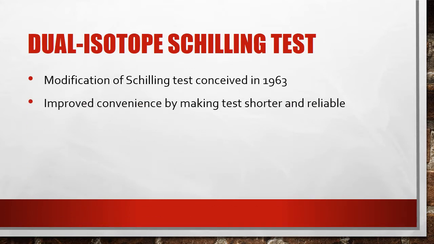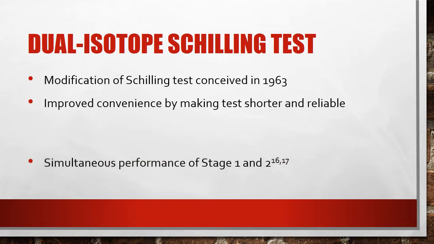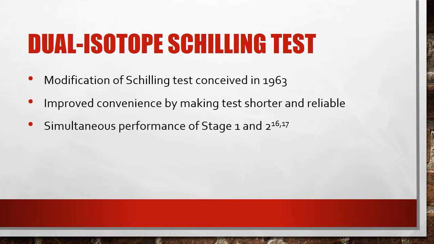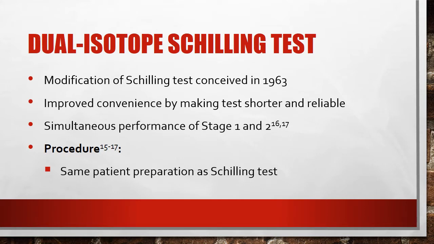This was conceived to improve convenience by making the test shorter and also more reliable. This modification procedure performed both stage 1 and 2 of the Schilling test at the same time using cobalt-57 and cobalt-58. The procedure is performed as follows. The patient preparation is the same as the normal Schilling test.